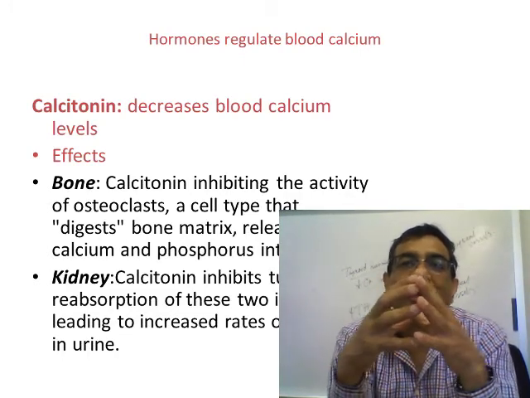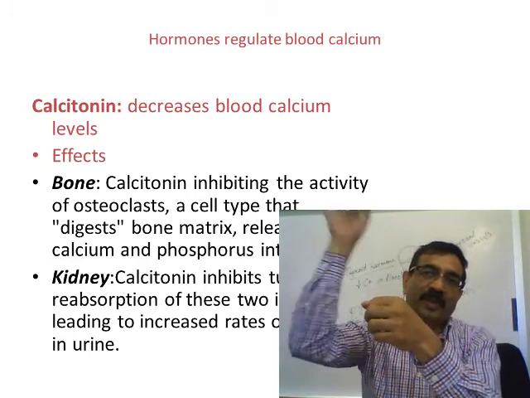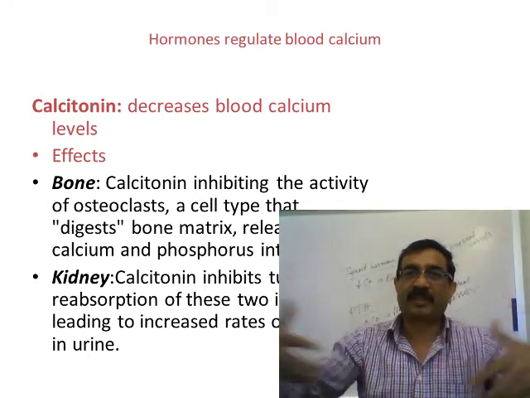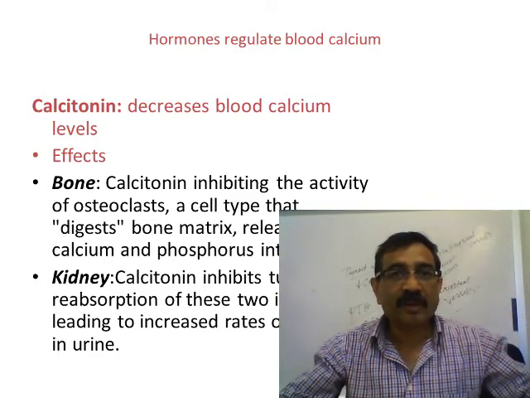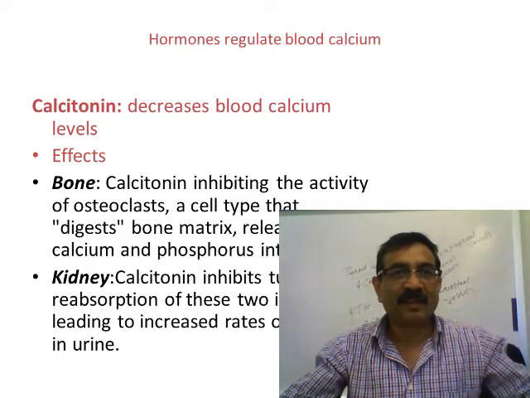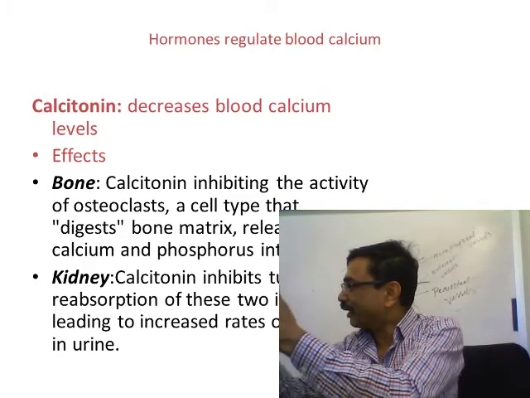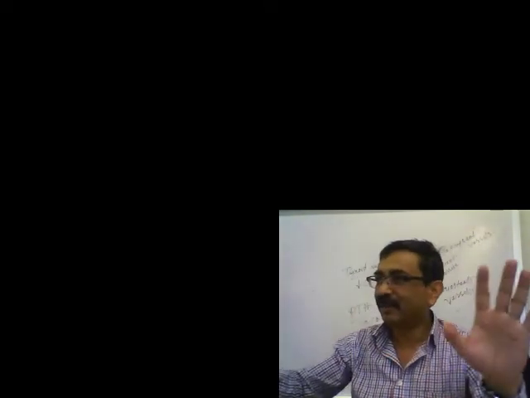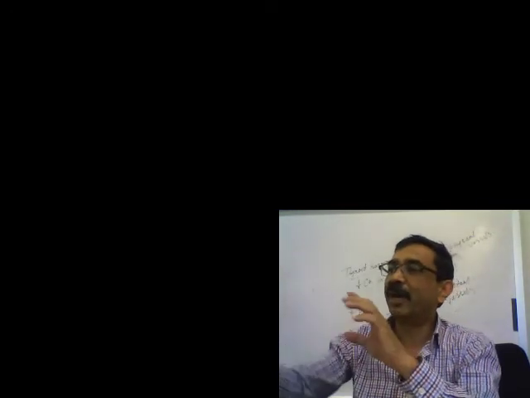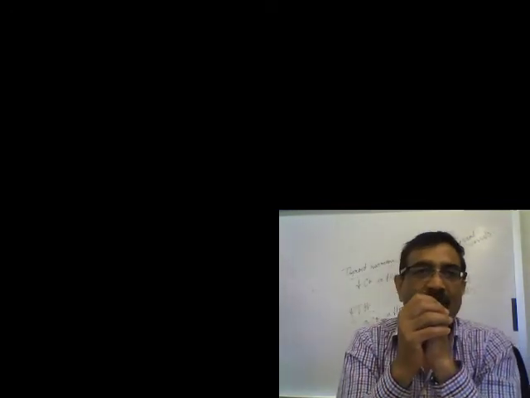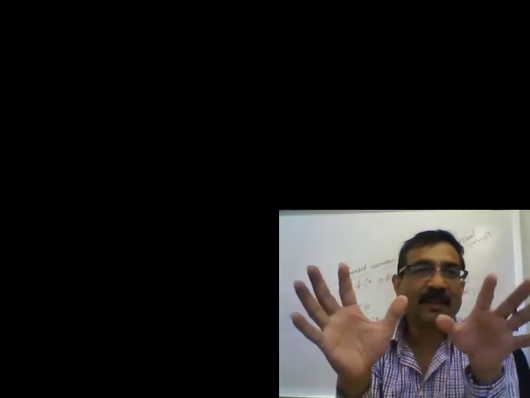Now you tell me, if I stimulate the activity of osteoclasts, then osteoclasts will break the matrix more. If osteoclasts break the matrix, then calcium will come out. And calcium will enter the blood from the bone. This is important to know. So the blood level of calcium will go up. Is it clear?